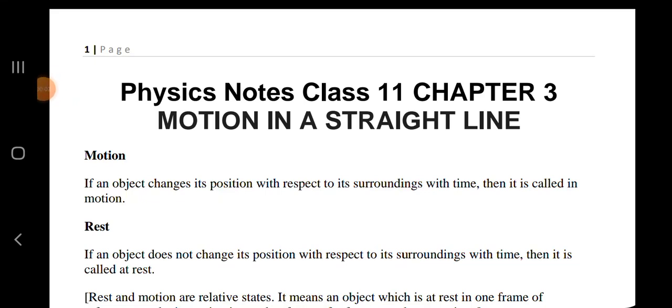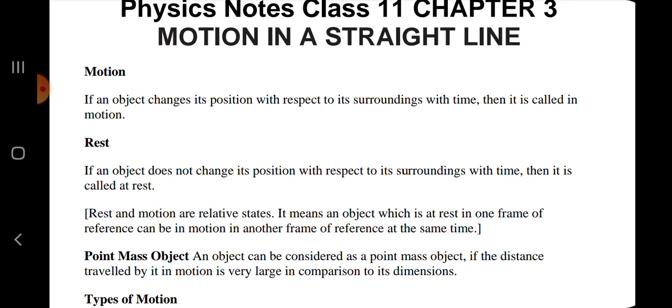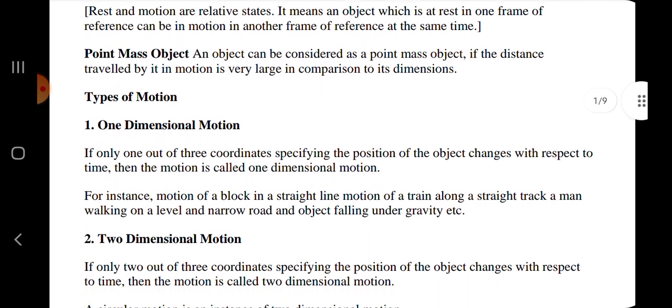In this video lecture, we will cover a new chapter of physics, that is motion in a straight line. So the first question that arises in our mind is, what is motion? If an object changes its position with respect to its surroundings with time, then it is called in motion. What is rest then? If an object does not change its position with respect to its surroundings with time, then it is called at rest.